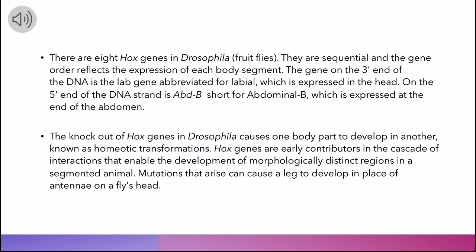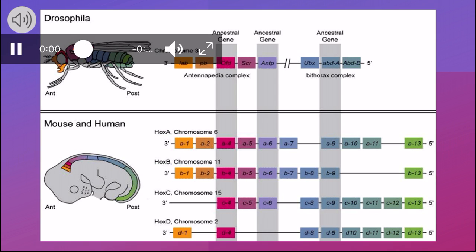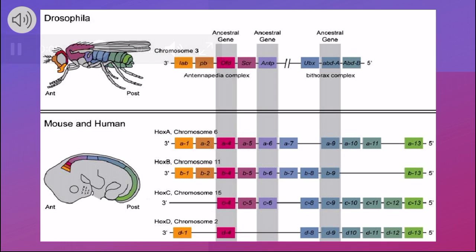The knockout of Hox genes in Drosophila causes one body part to develop in another. Hox genes are early contributors in the cascade of interactions that enable the development of morphologically distinct regions in segmented animals. Mutations that arise can cause a leg to develop in place of an antennae on a fly's head. In this slide, we see the conservation of Hox genes among different species and their corresponding regions of expression.